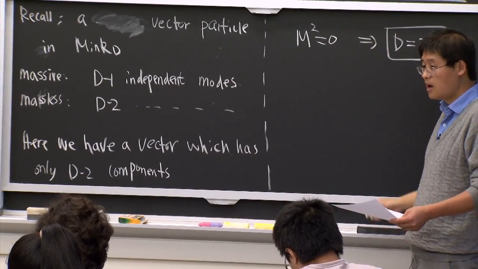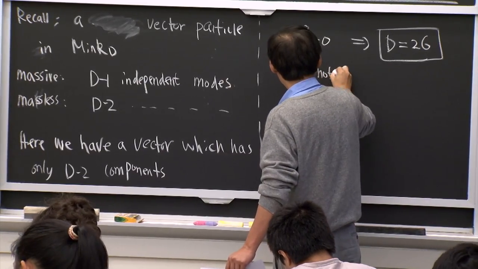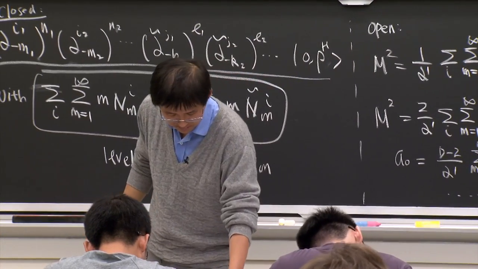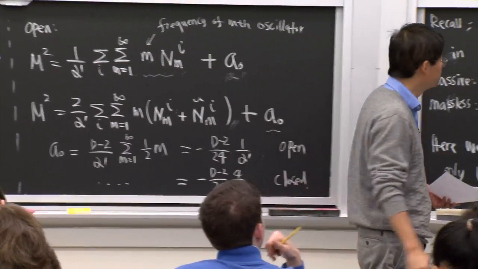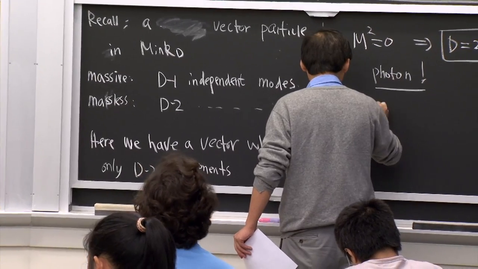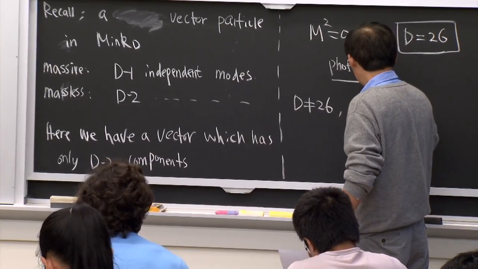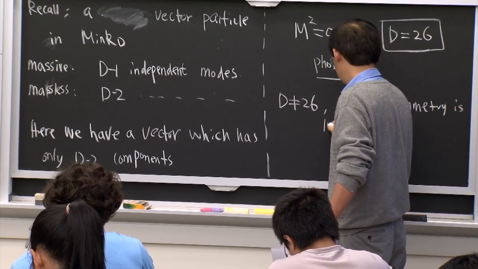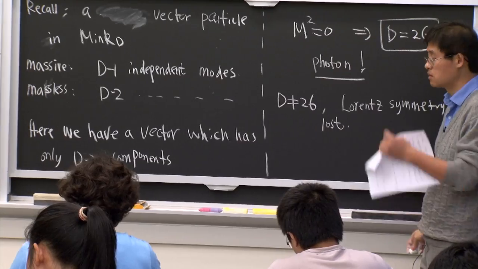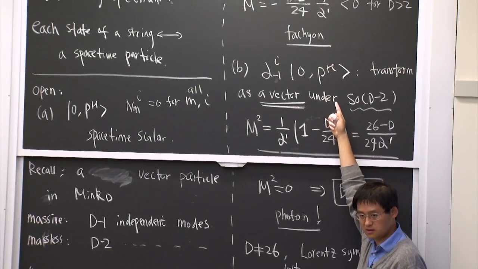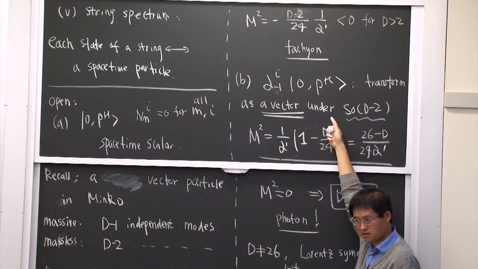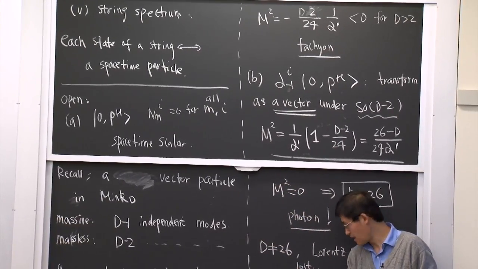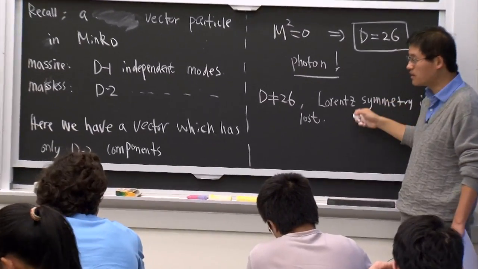Okay, and we actually find a massless particle, so we actually find the photon in the string excitations. Yeah, one second. Let me just finish this. For D not equal to 26, the Lorentz symmetry is lost. It's because when m squared is not 0, no matter what, these states cannot fall into a representation of the Lorentz group. And so it means that Lorentz symmetry is not maintained.